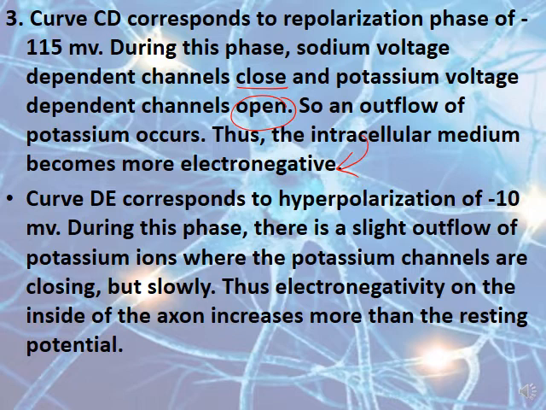Curve DE corresponds to the hyperpolarization of minus 10 millivolt. During this phase, there is a slight outflow of the potassium ions, where the potassium channels are closing, but slowly. Thus electronegativity on the inside of the axon increases more than the resting potential.